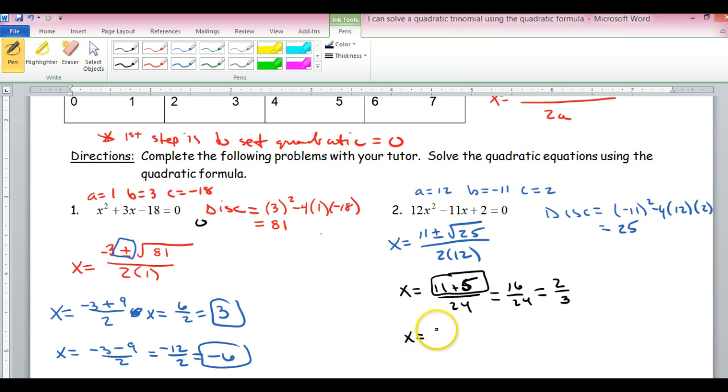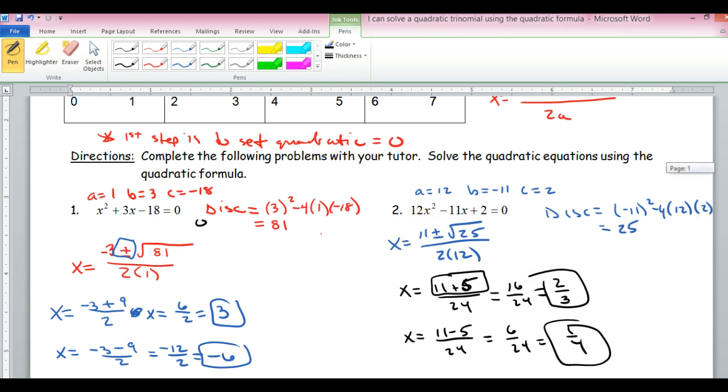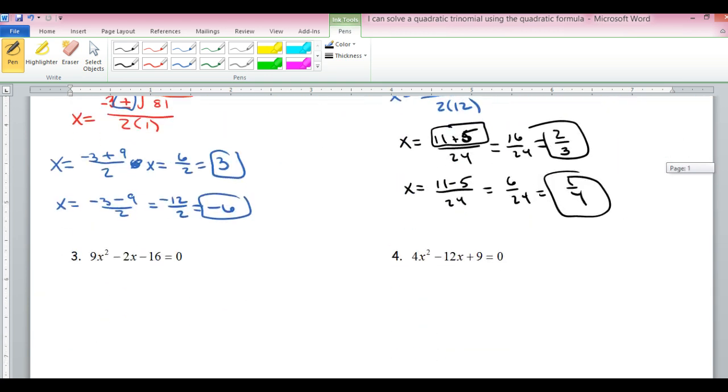My second solution would be 11 minus 5 all over 24, which is going to give you 6 over 24, and that would reduce to 1/4. These are the values of x that, when you plug them back in, will make the equation true.